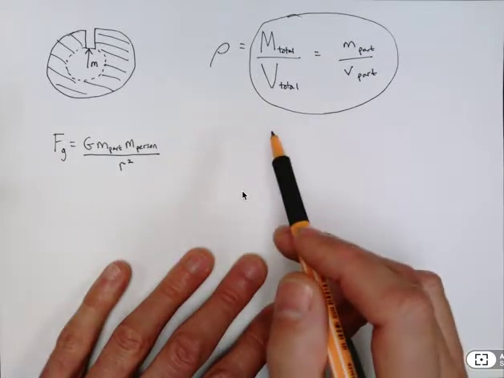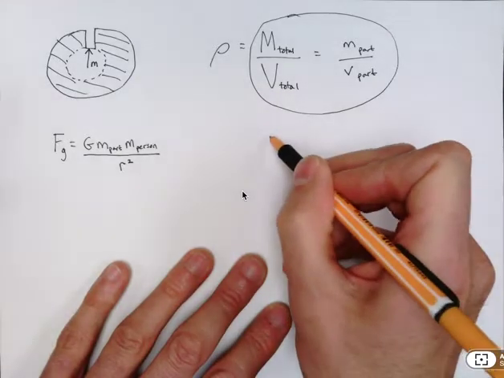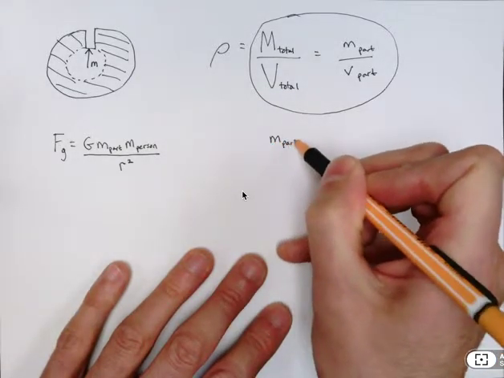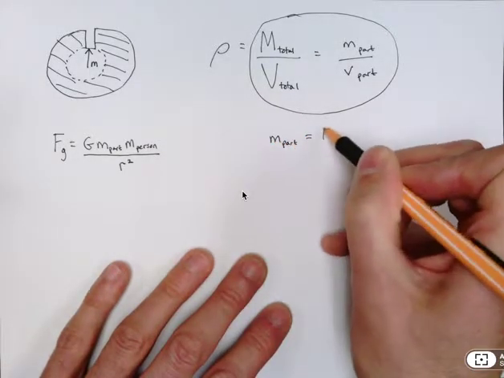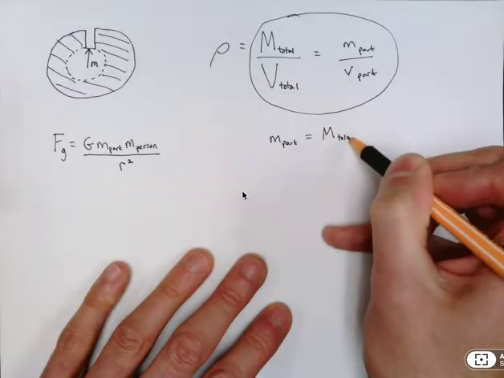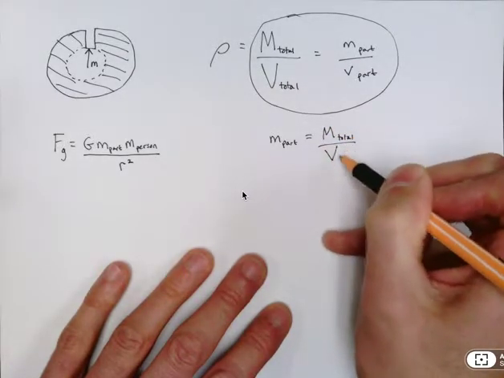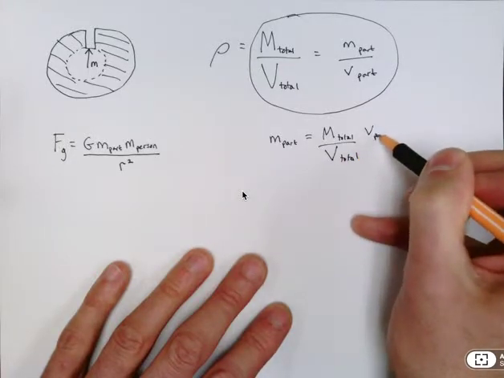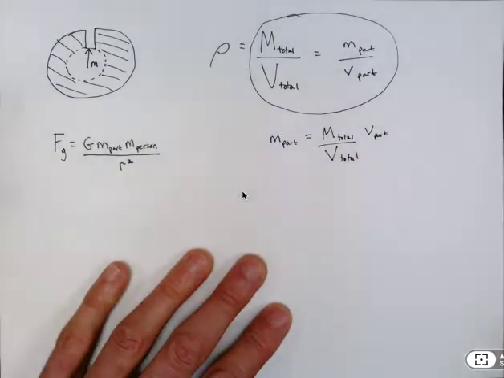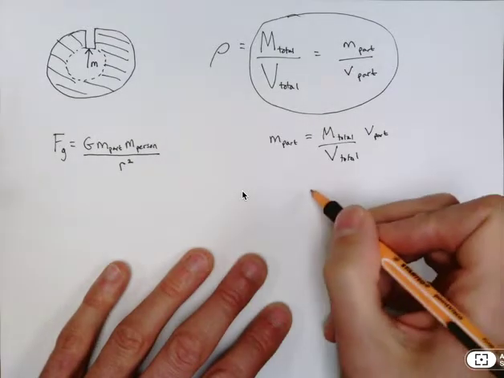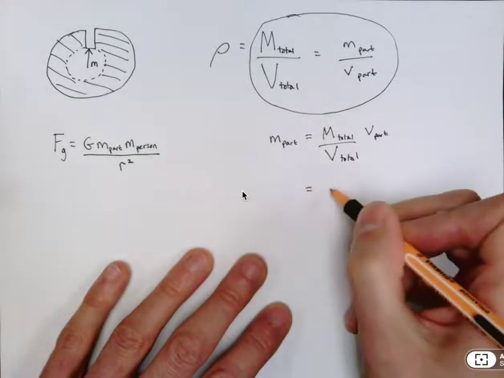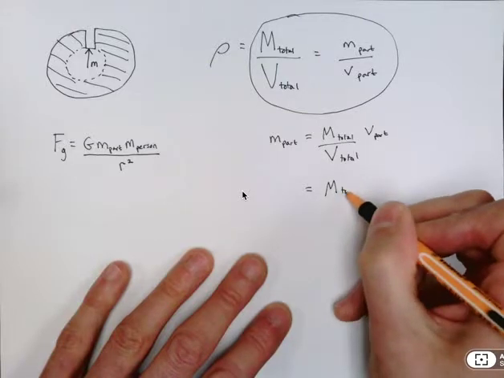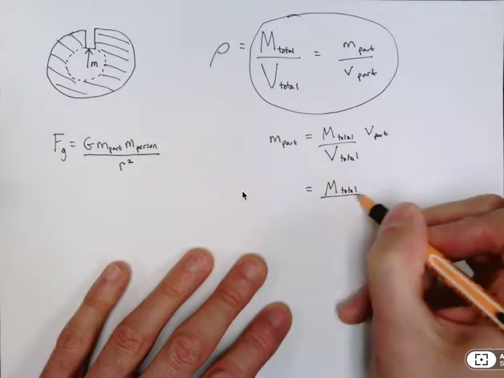So with just a little bit of algebraic rearrangement, the mass of the part of the Earth we're interested in is equal to the mass of the total Earth divided by the volume of the total Earth, times the volume of the part of the Earth that we're interested in. Now I'm going to put in the formula for the volume of a sphere. So we still have the mass of the total Earth here.